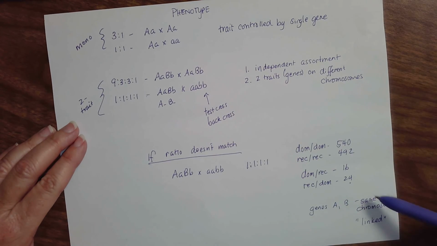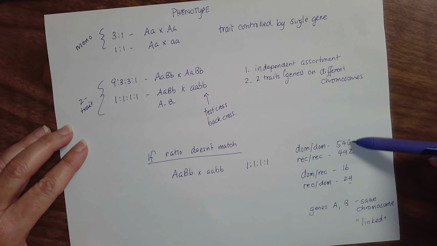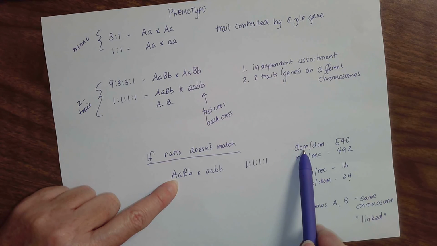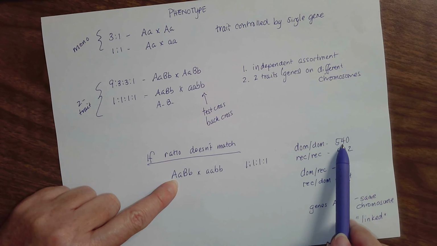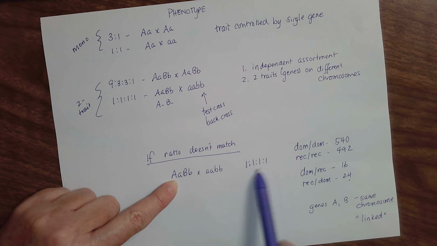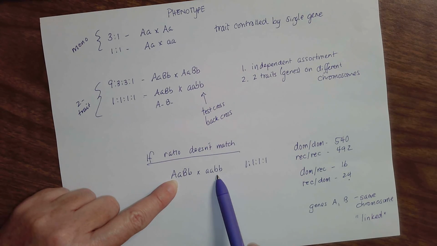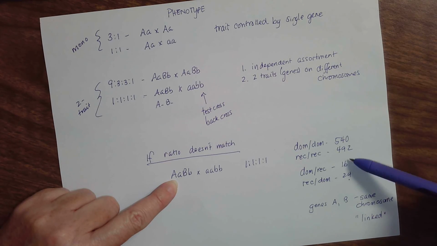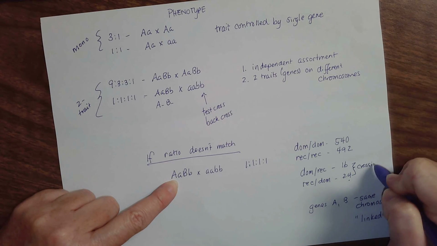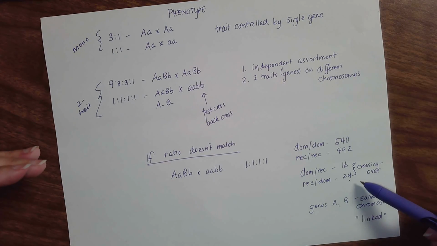Another thing that I want you to notice about this, your big numbers where most of your offspring are, most of your offspring look like each parent. So most of the offspring either have both dominant traits like this parent or both recessive traits like this parent. These are the recombinants here. And the reason that they exist is due to crossing over, which is kind of talked about in your POGIL.